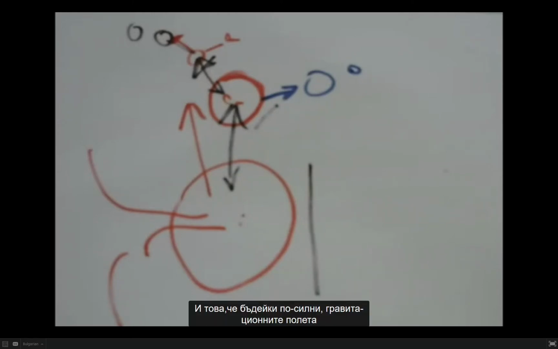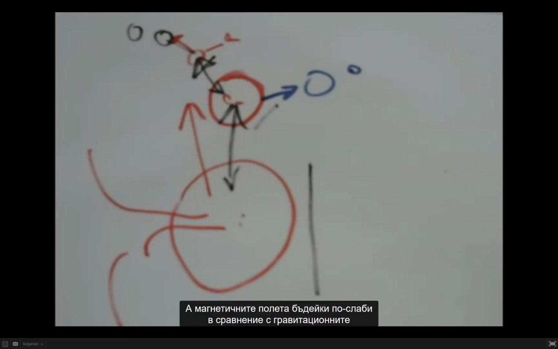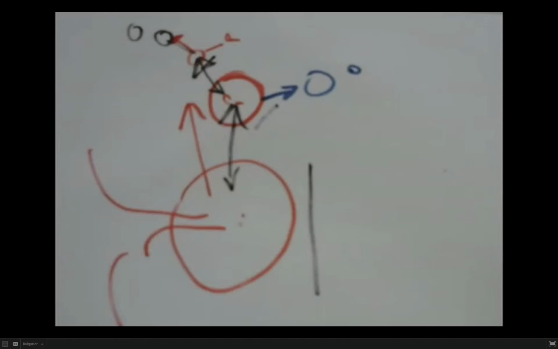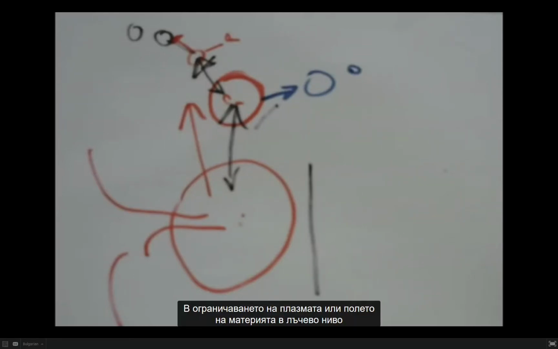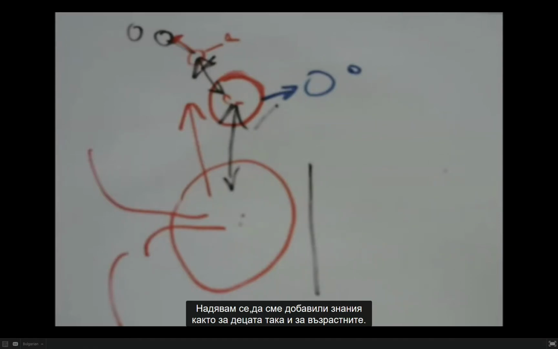And as gravitational field forces are stronger, they always attract. As magnetical field forces are weaker compared to gravitational, Tesla could have a Tesla box, what we call a Faraday box, confining the plasma or the field of the matter to a level that we can confine it so that it cannot leak. I hope we added a bit of knowledge for the adults and the children.